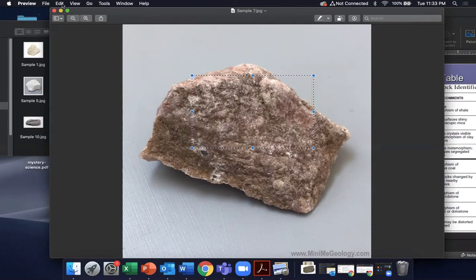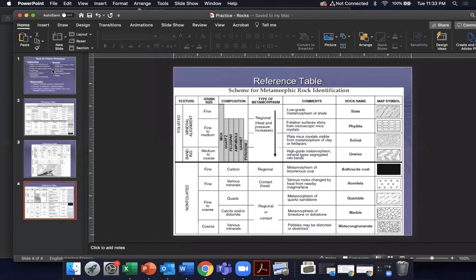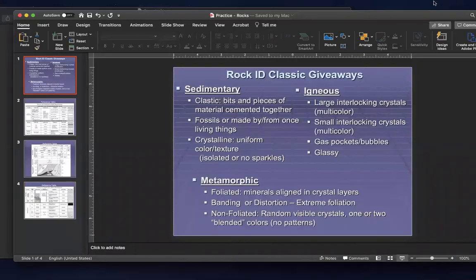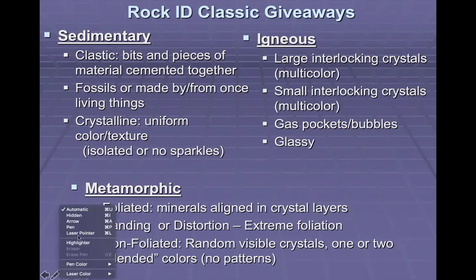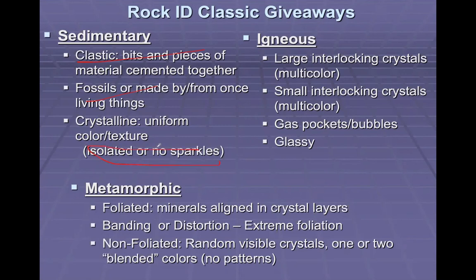Okay, so let's think about that. Go back to the chart. I know we've been through this several times already, so you're already thinking what I'm thinking, I'm sure. We eliminated a lot of the other things, such as bits and pieces of stuff cemented together, no fossils. It is kind of a uniform color texture, but there are going to be a lot of sparkles in it, and it's not going to fall under the sedimentary version. Certainly not glassy or no gas pockets. Interlocking crystals, yes, but there's just not enough different coloration there to make me think it's multicolor.